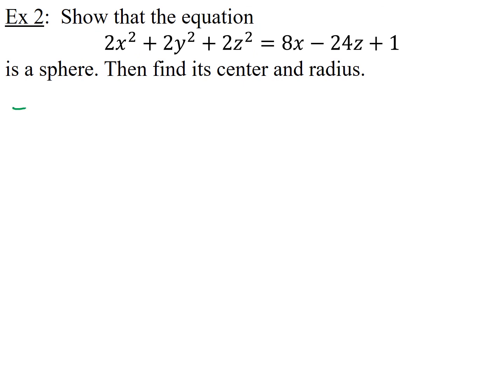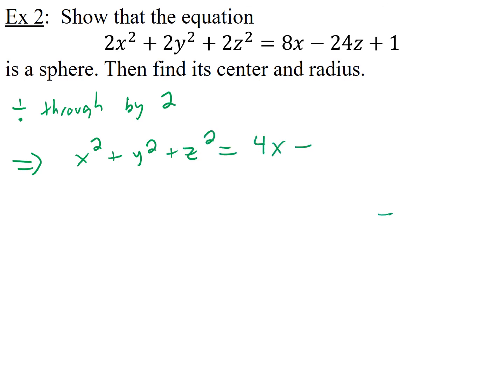Okay, so if you divide through by 2, you get x squared. I'm just dividing every single term by 2. X squared plus y squared plus z squared. Divide the other side by 2, it's going to become 4x minus 12z, and it's going to be plus 1/2. So we get a fraction. It's not the best thing in the world, but we just get one fraction, so it's not so bad.